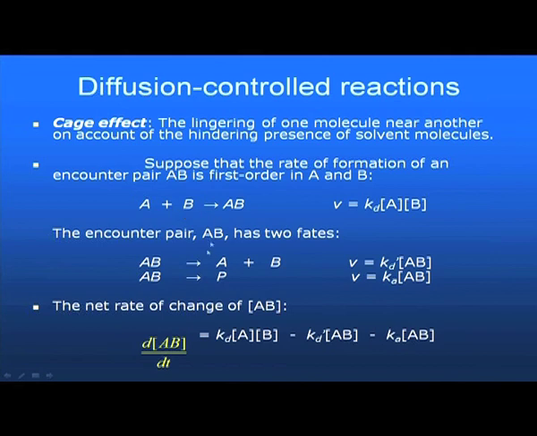So this is basically a very fast step, and this is a slow step. Therefore the rate will be determined by the rate constant of the slowest step, that is why it is Kd, and therefore it is called the diffusion controlled limit. So the reaction is under diffusion controlled situation.